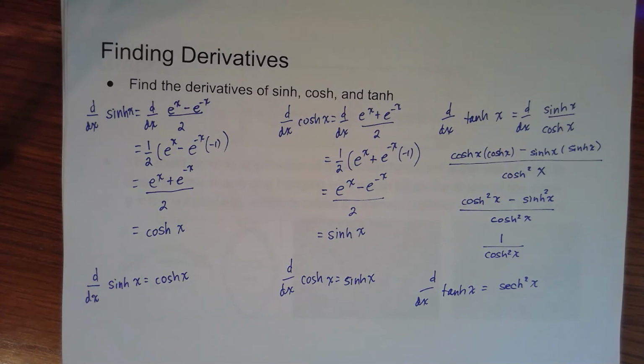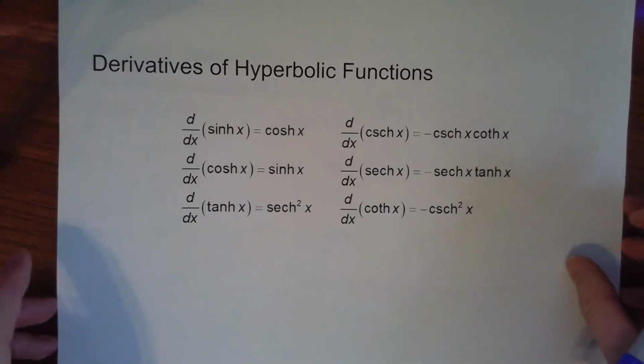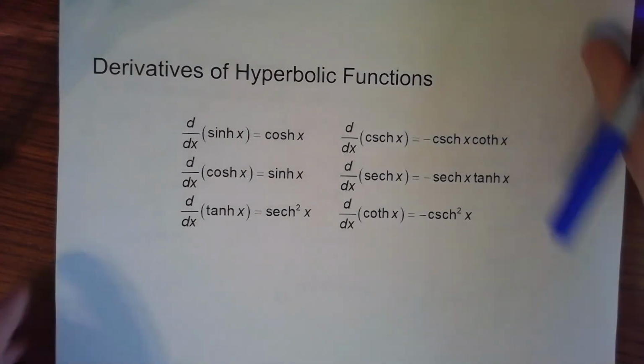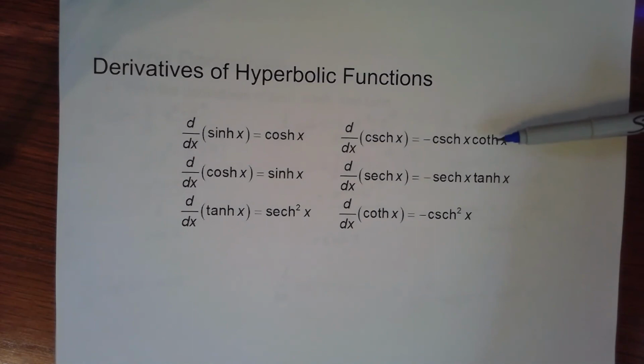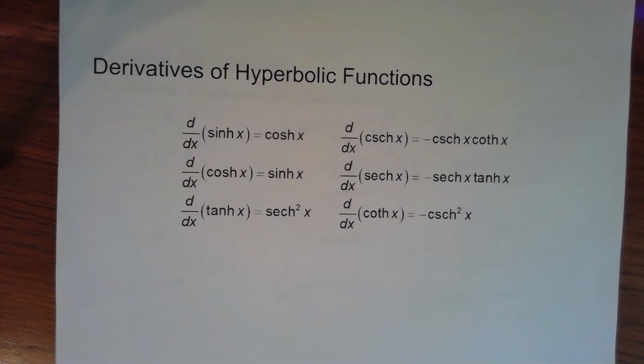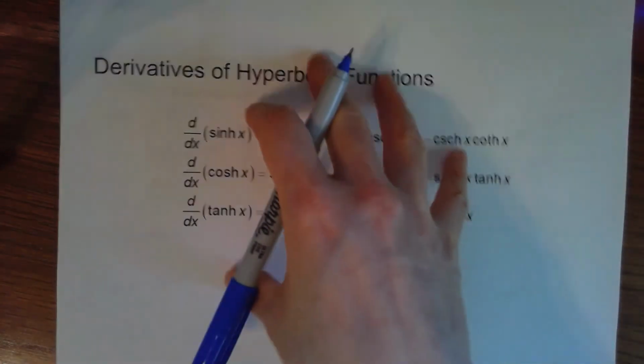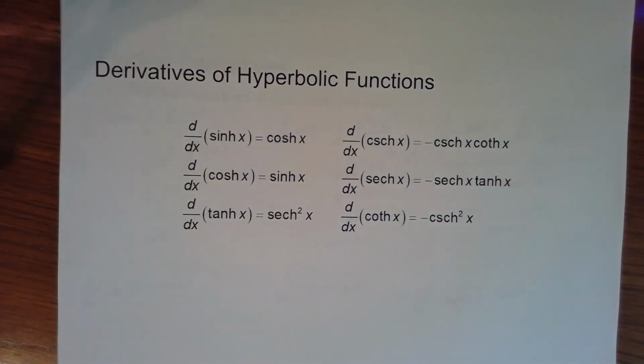All right. So the derivatives of all of these hyperbolic functions are given here. I mean, we looked at these three. You can do the other three as well, just using the quotient rule. We'll leave that as an exercise to the student, but they're done in a very similar way. So let's say that we know these are what the derivatives are.